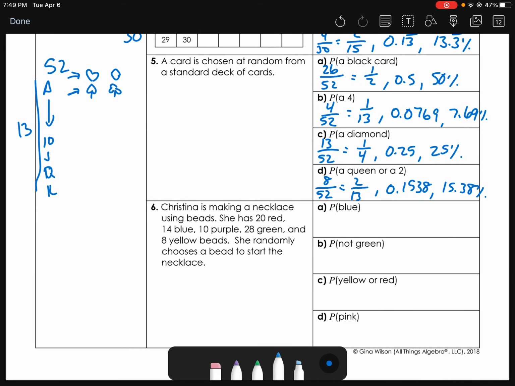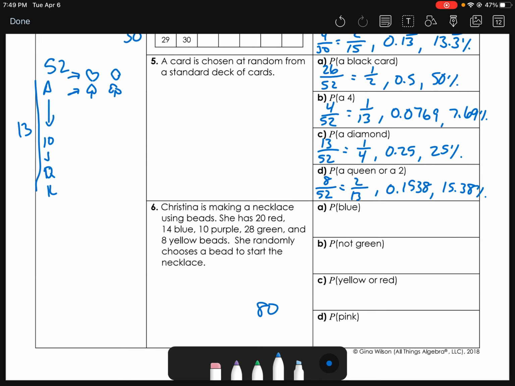Okay, last one. Christina is making a necklace using beads. She used 20 red, 14 blue, 10 purple, 20 green, and 8 yellow. That's a lot of beads. She randomly chooses a bead to start the necklace. First, it'd be nice to know, all right, how many beads does she have total? So I'm just going to take the totals of each color and add them together. So I have 20 plus 14 plus 10 plus 28 plus 8. So I know my sample size is 80. There's a total number of 80 beads.